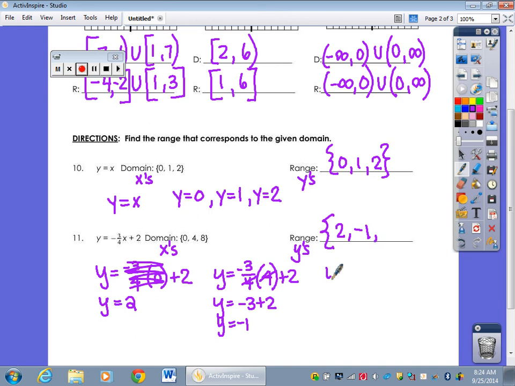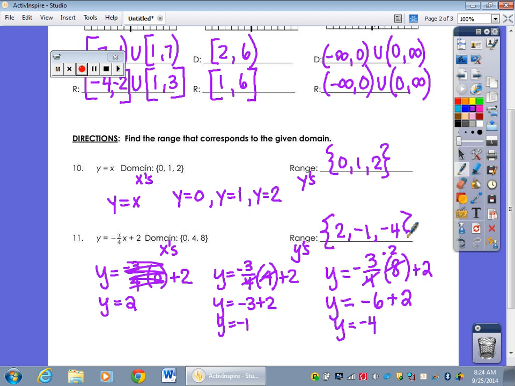And then I have y equals -3/4 times 8 plus 2. Notice I'm just putting the x's where x is in the equation, and I'm solving for y. So y is going to be equal to 8 divided by 4 is 2, and -3 times 2 is -6. Plus 2 gives me a y value of -4. So my range is 2, -1, -4.